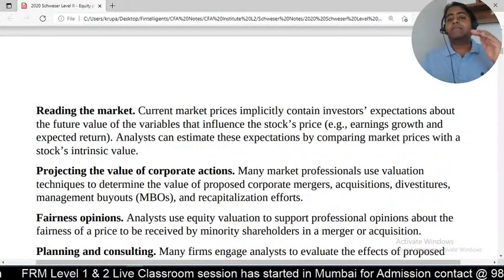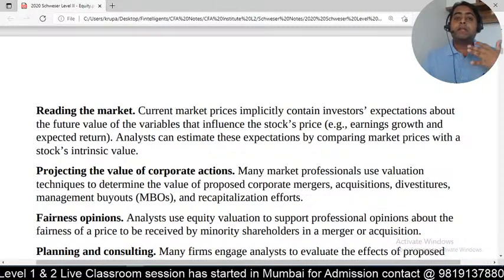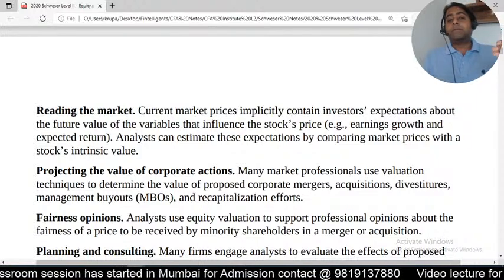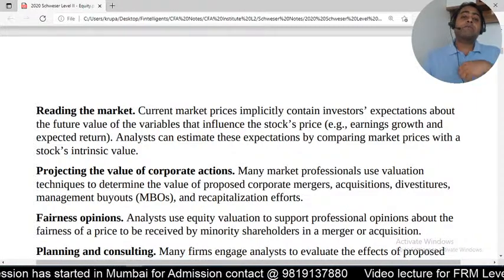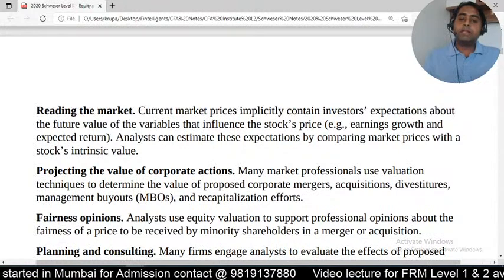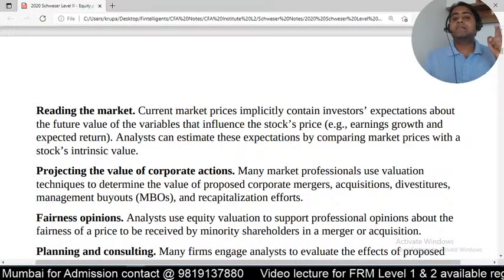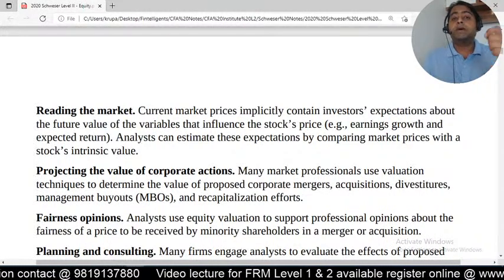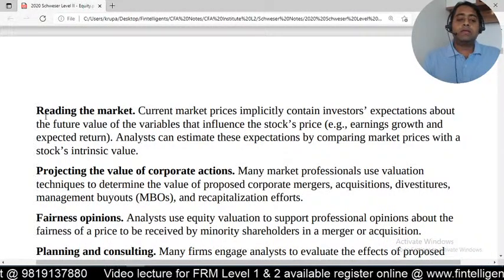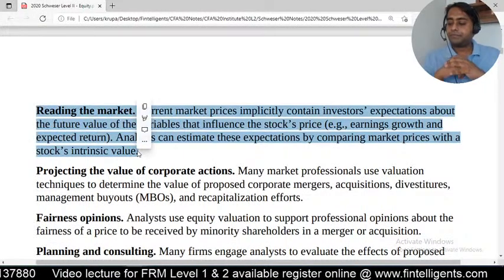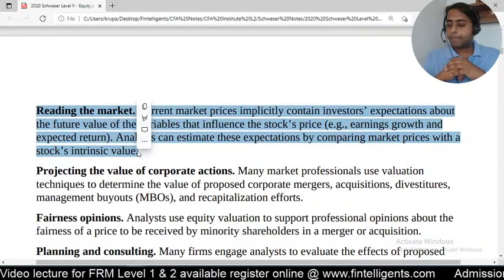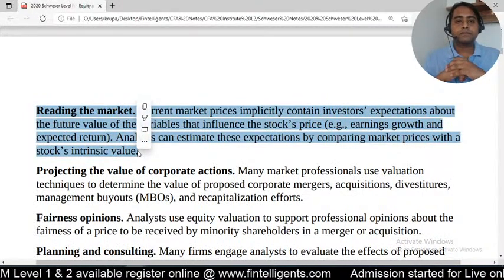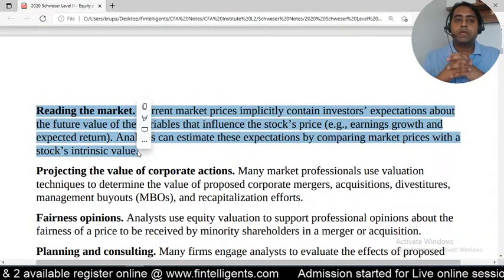I'll give you an example. If the intrinsic value is 100 and the market price is 150, that means the market is very optimistic regarding the stock, because even though the intrinsic value is 100, the market is valuing it at a higher price. Similarly, if the market price is 70 and the intrinsic value is 100, you might feel that it is very pessimistic. The market does not feel good about this stock. Read this paragraph. All good? Reading the market.